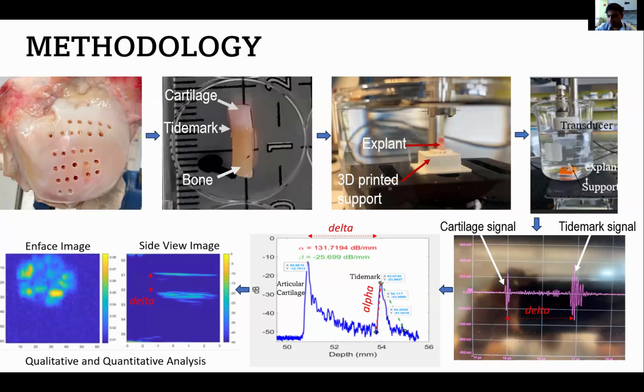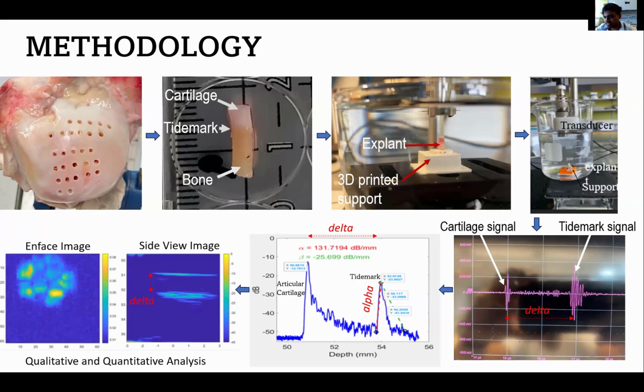So our explant is press fitted in this 3D printed holder the whole time while it's scanning, and even after scanning, when we are treating with other conditions, it's still kept in the 3D printed support to maintain its orientation. And then you can see the whole setup, how this explant is scanned in PBS, and the transducer is immersed in the PBS.